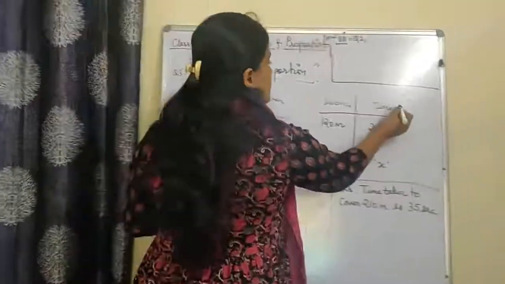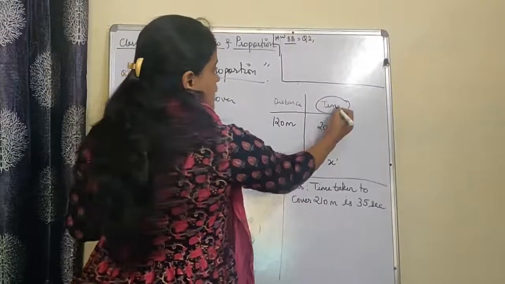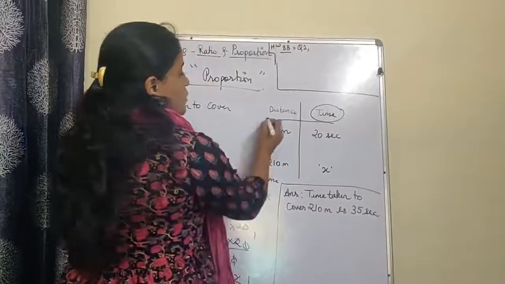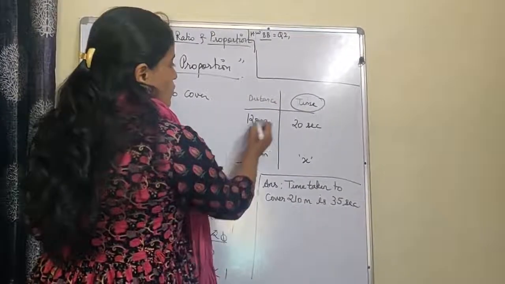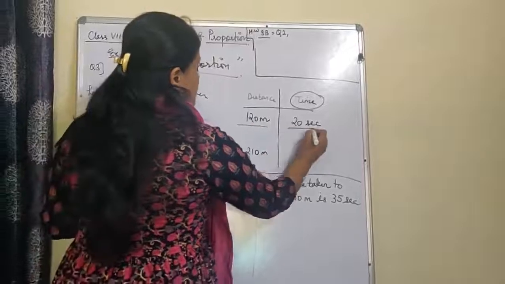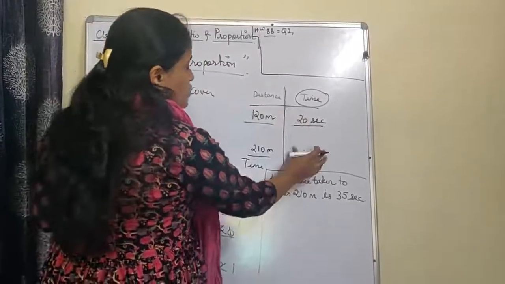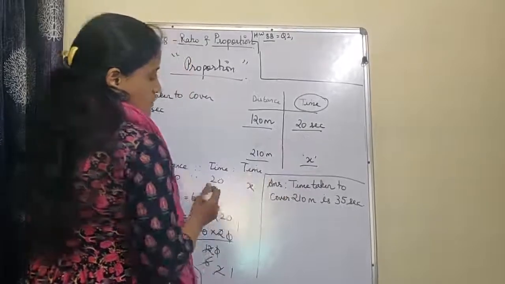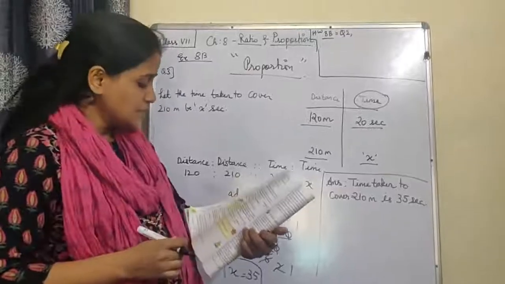Whatever is asked will be the heading of the right hand side. Here time is asked, so that will be the heading. What is the other part which is given? It is distance. Now you have to fill in the blank spaces whichever I have. So here it will be x. Right hand side corner you will write x. Now let us start.